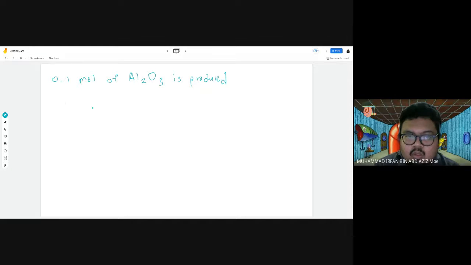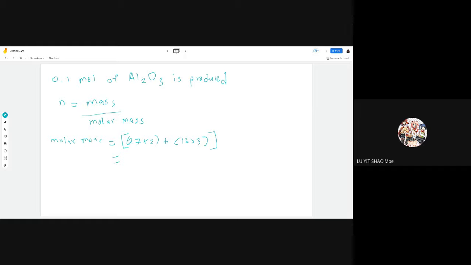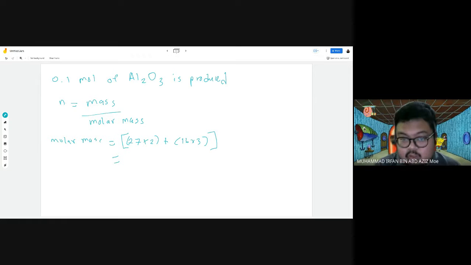So n is equal to mass over molar mass. Calculate the molar mass for Al2O3. Molar mass for Al2O3 is 27 times by 2, plus 16 times 3. 27 times 2 is 54, plus 48 is 102. Yes, 102.